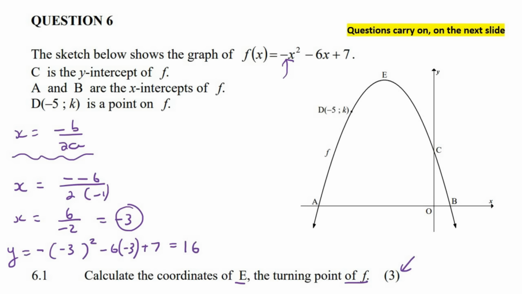So then the coordinates of E will be x of negative 3 and y of 16. Okay, let's just put that a little bit better. There we go.